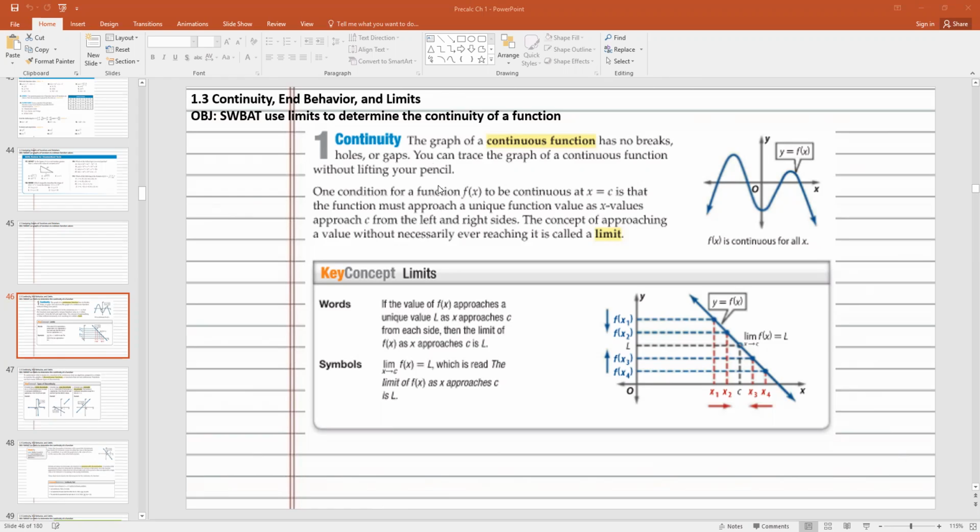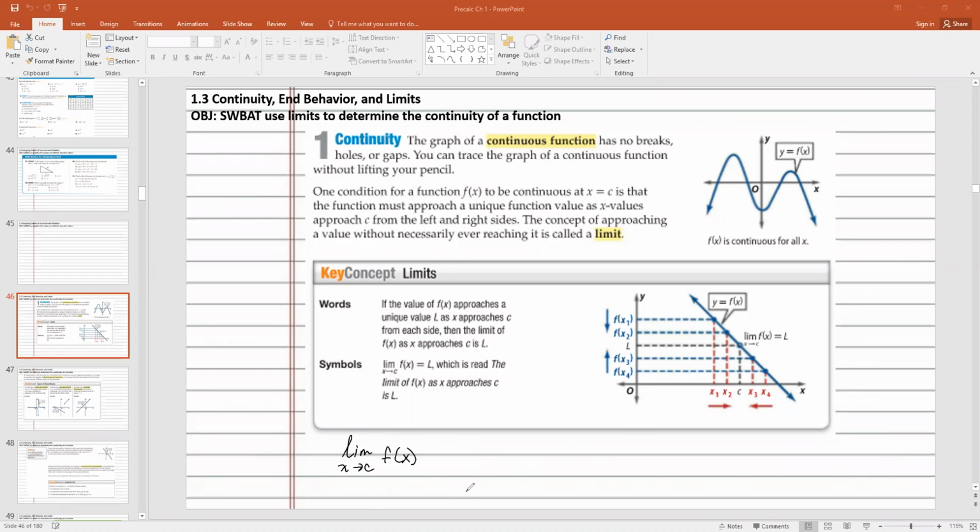In order to do that, we need to talk about limits, and limits is something that you're going to see quite a bit. You're going to see the form down here. The way you read that is: the limit of f of x as x approaches c. One more time: the limit of f of x as x approaches c.